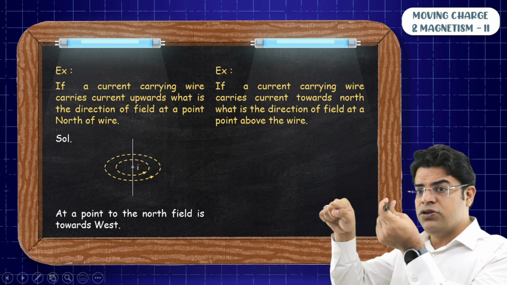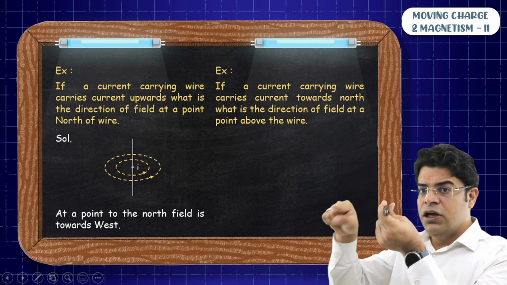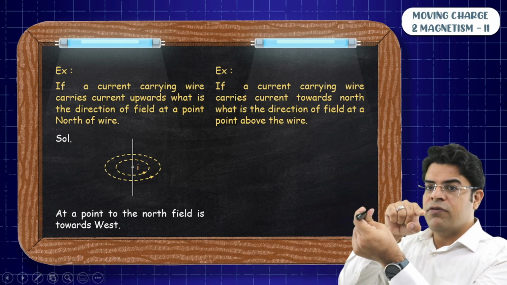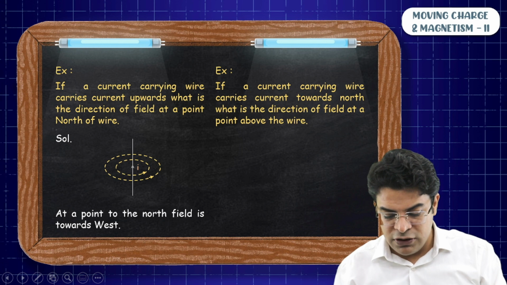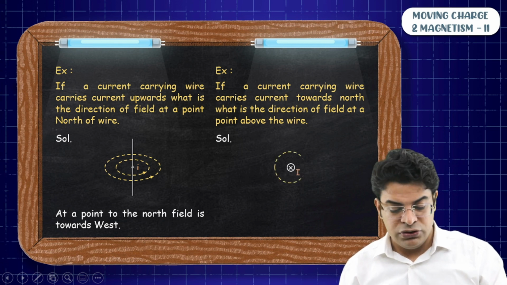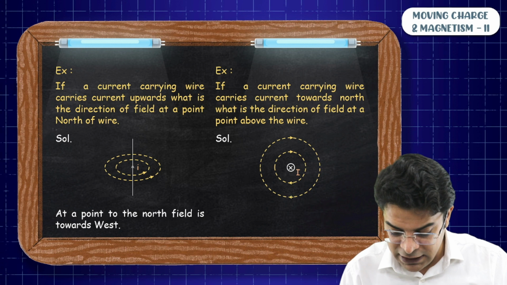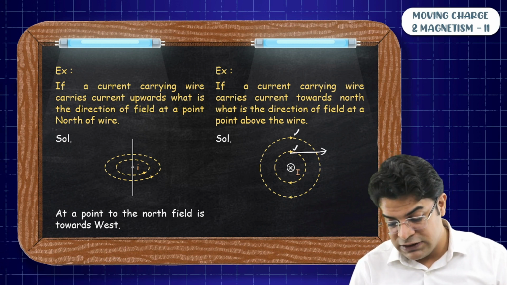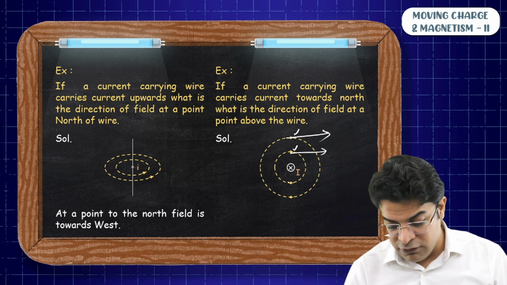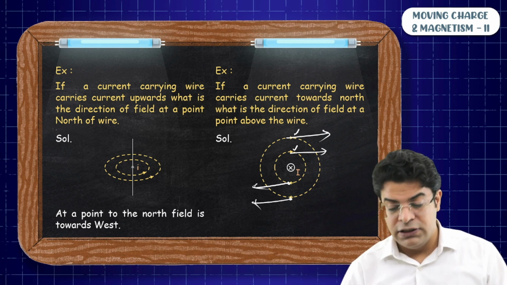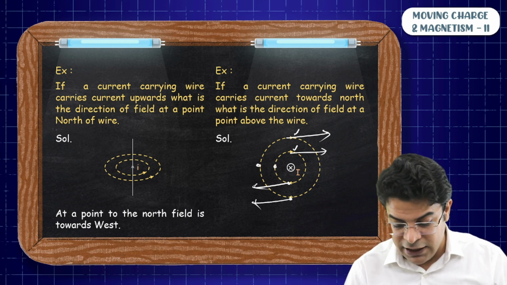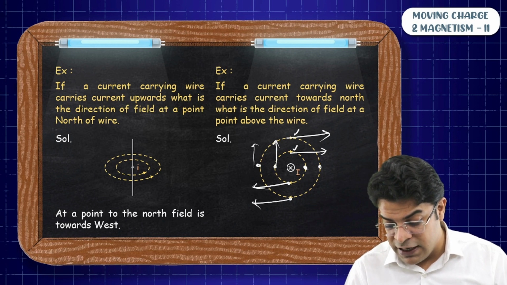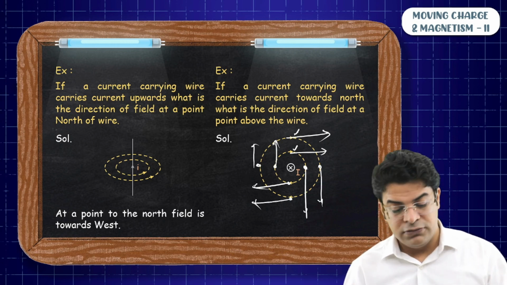At a point to the east of the wire, the field will be down. At a point below the wire, the field will be towards west. At a point to the west of the wire, the field will be upward. So visualize the magnetic field lines produced in this case. You will say that at a point above the wire, the field due to this wire will be towards east, right? At a point below the wire, it will be towards west. At a point west of the wire, here and here, the field will be upward. At a point to the east of the wire, here and here, the field will be downwards, right?